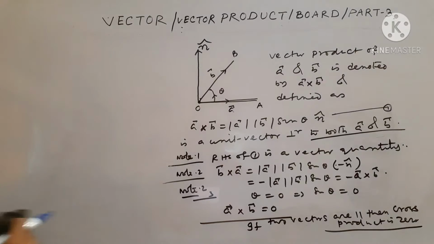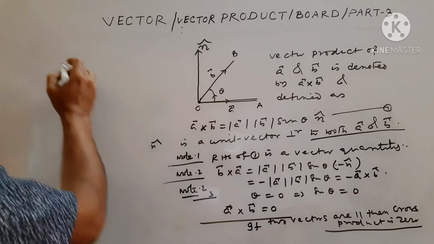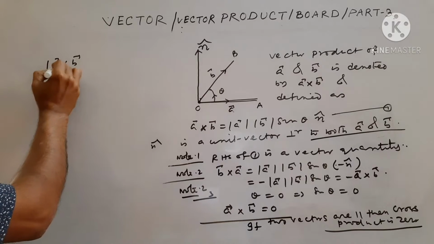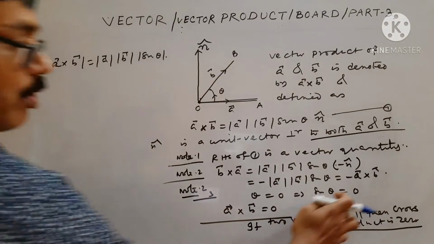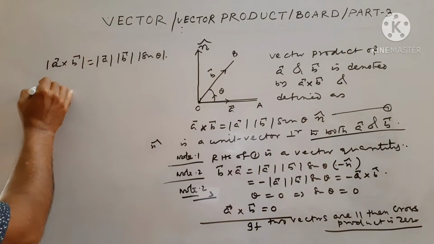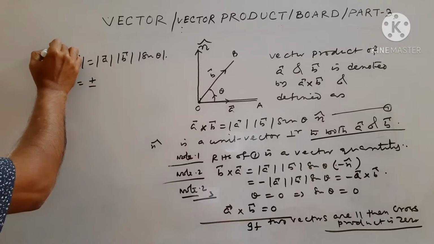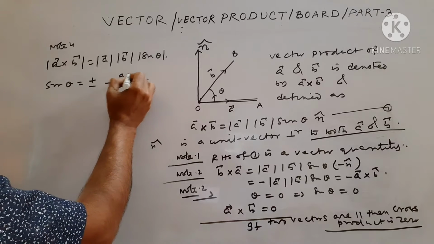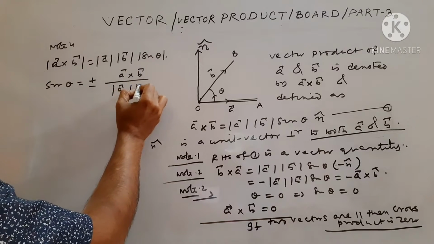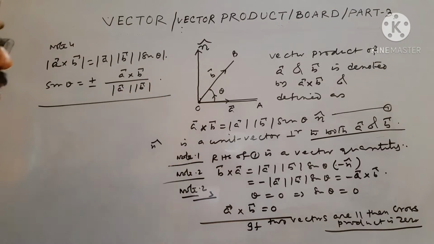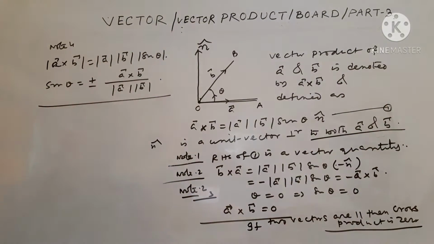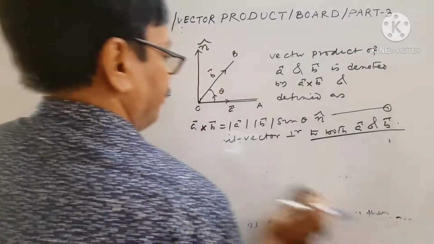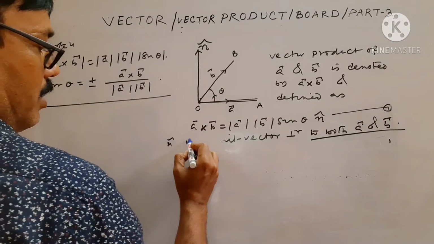Now listen. Mod of A cross B: to avoid n cap, the mod of A is again A, the mod of B, and mod of sine theta. So n cap is 1. So what is sine theta? Note 4: sine theta equals plus minus mod of A cross B by magnitude of A, magnitude of B. This gives the sine of the angle between two vectors. So we are taking mod to avoid this n cap, since n cap is a unit vector.